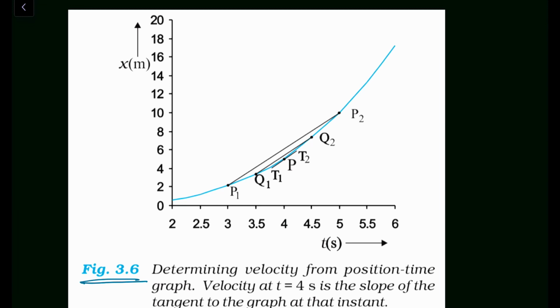Here we are given different time intervals. One interval is from p1 to p2. Another time interval is q1 to q2. Another time interval, which is very small, is from t1 to t2. These are the three different time intervals. The interval p1 p2 is larger: from 3 to 5, it is a 2-second duration.